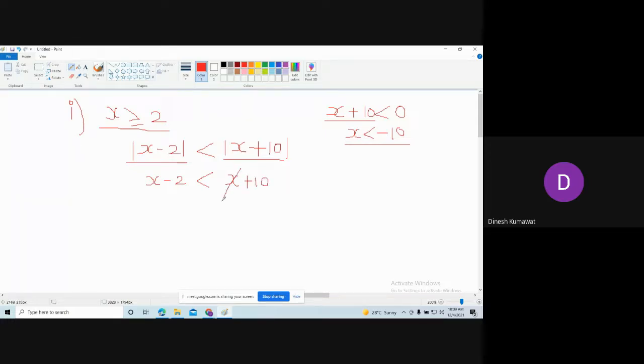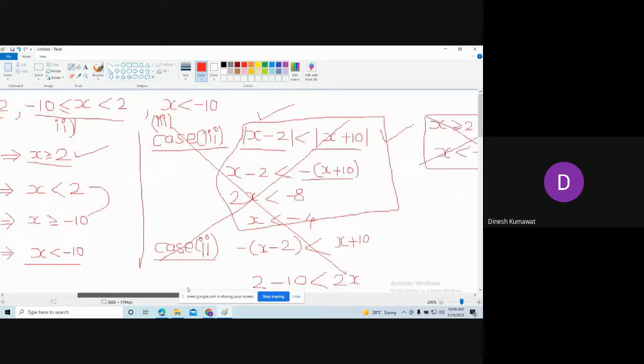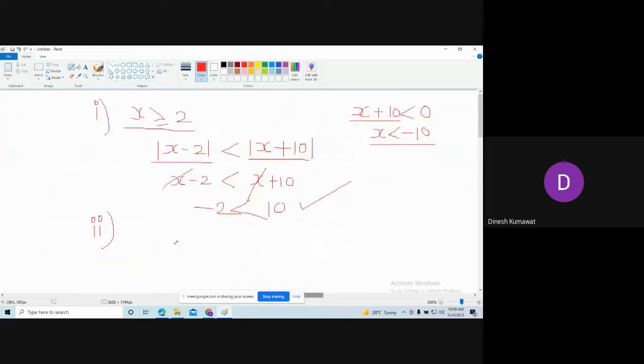Now you can cancel this x and we get minus 2 is strictly less than 10, which means this is true. Now assume the second case. What is our second case? x is between minus 10 and 2, where minus 10 is included. So this is our case number 2.